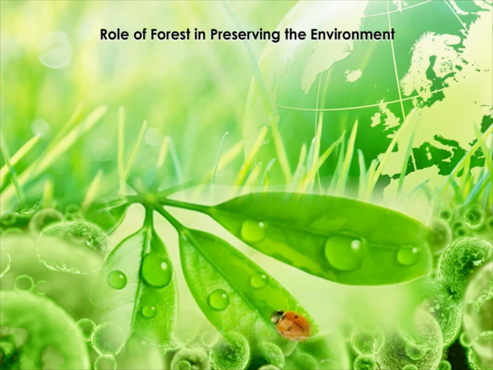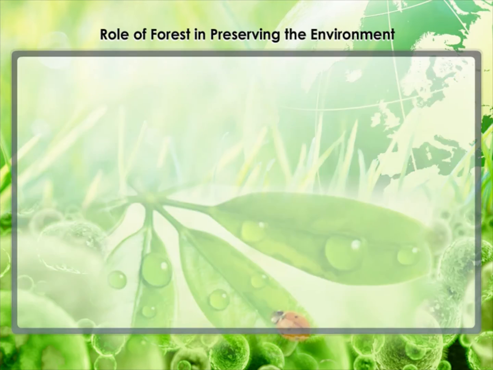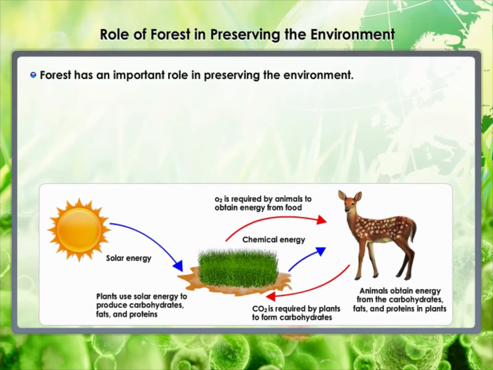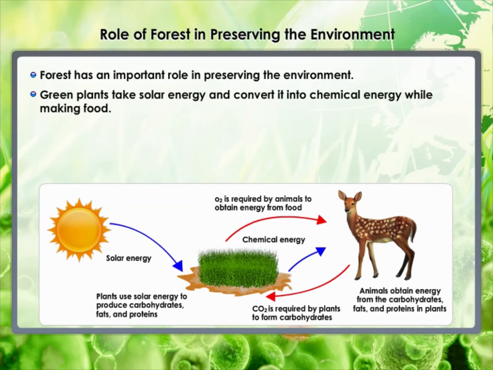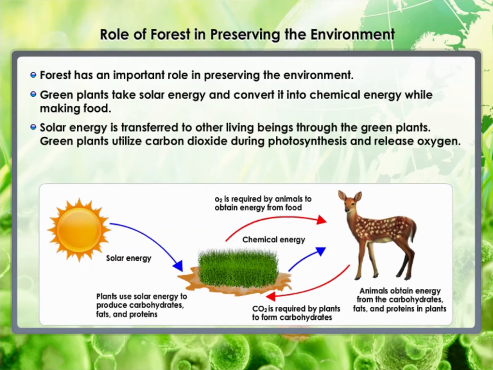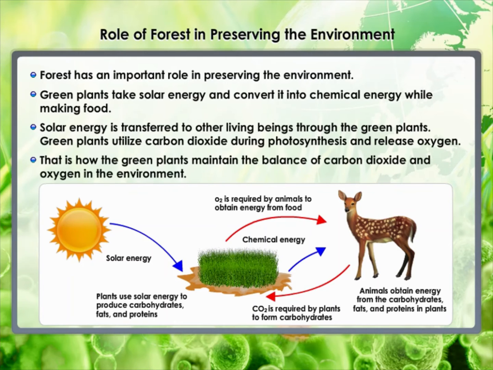Role of forest in preserving the environment. Forest has an important role in preserving the environment. Green plants take solar energy and convert it into chemical energy while making food. Solar energy is transferred to other living beings through green plants. Green plants utilize carbon dioxide during photosynthesis and release oxygen. That is how the green plants maintain the balance of carbon dioxide and oxygen in the environment.